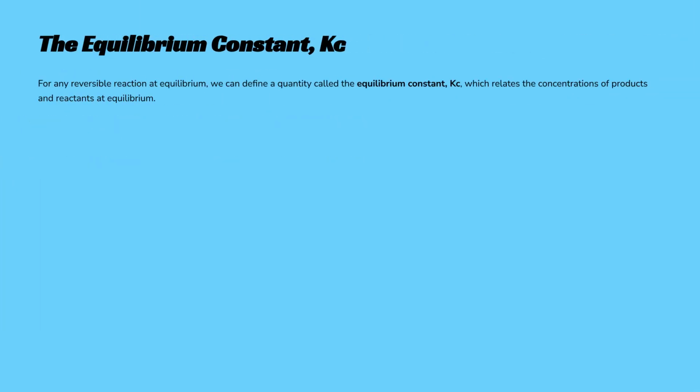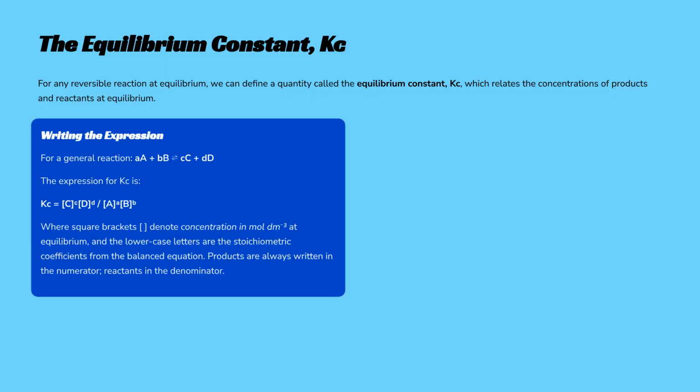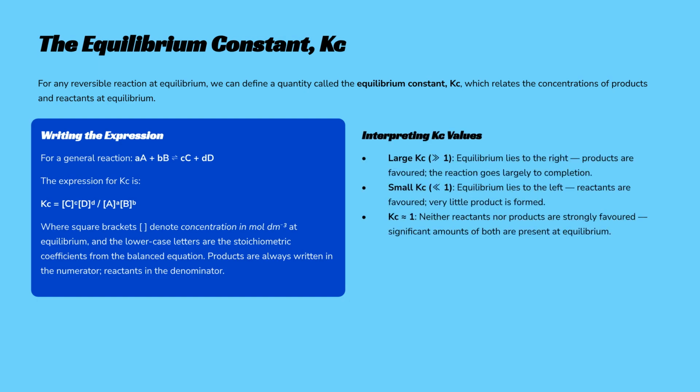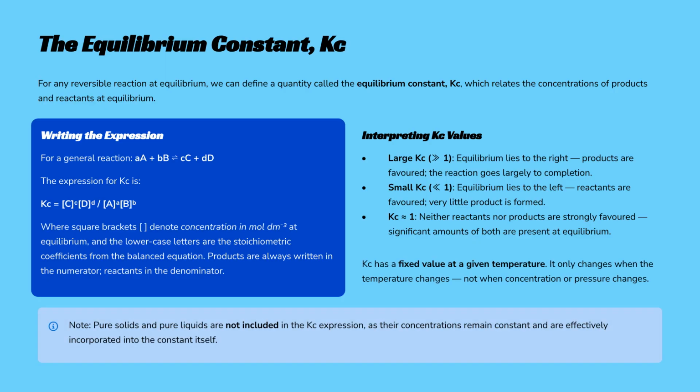The equilibrium constant, Kc, relates the concentrations of products to reactants at equilibrium. A general reaction yields the expression Kc equals products over reactants, each raised to its stoichiometric coefficient. A large Kc means products are favored. A small Kc means reactants are favored. Remember, Kc's value is fixed at a given temperature.